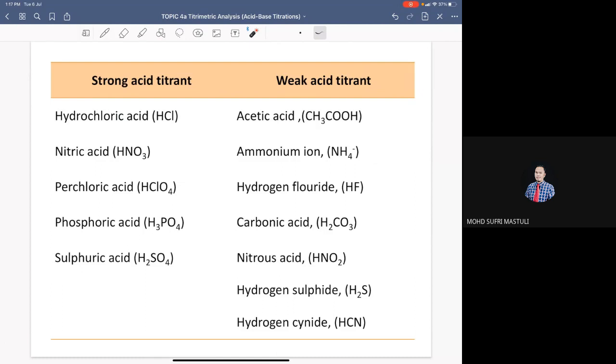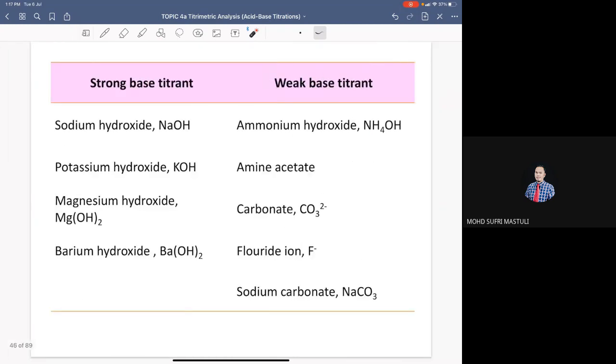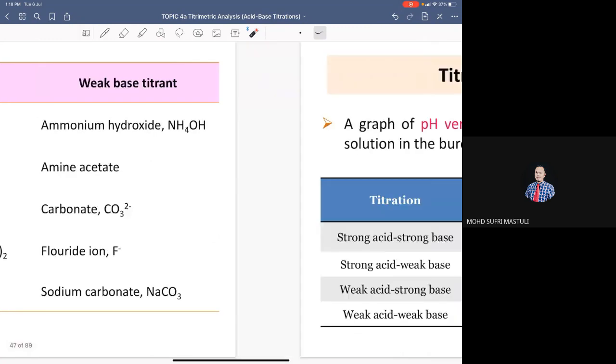Over the weak acid titrants, we have a few options here. A strong base titrant is normally a hydroxide base chemical: sodium hydroxide, potassium hydroxide, magnesium hydroxide, barium hydroxide. For a weak base titrant, ammonium hydroxide is a common example, or sodium carbonate is also a common example.